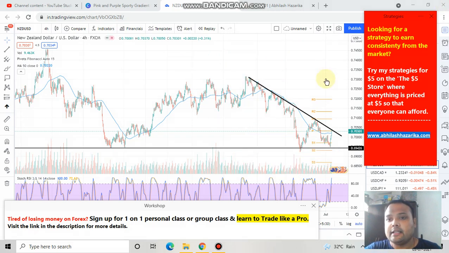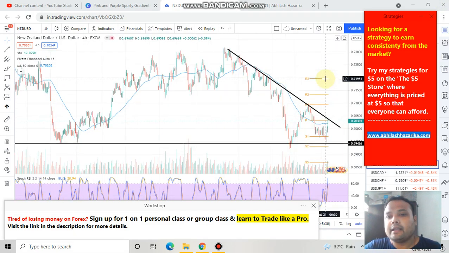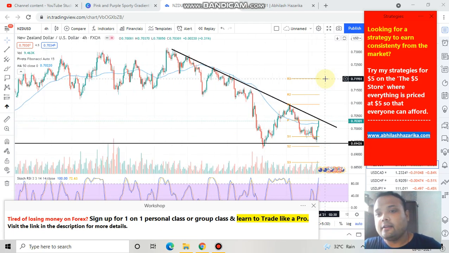But right now you can see that market is just standing at the trend line or the resistance.